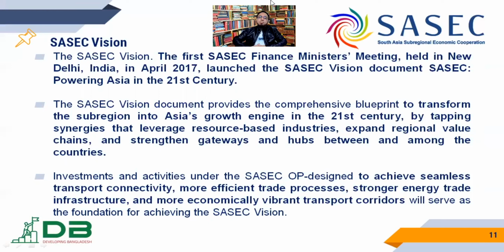and more economically vibrant transport corridor. So in the operational plan, we get 4 specific areas. Number 1 was connectivity. 2 is stronger trade and energy infrastructure. And finally, private economic corridor.